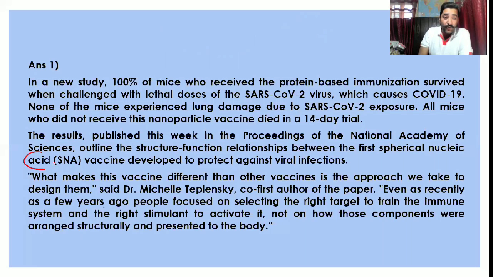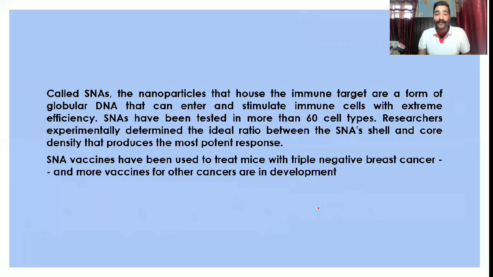These have been recently used in mice. The spherical nucleic acids have been recently used in mice, and they have proved to be very, very effective as vaccines, right? So what makes this vaccine different than other vaccines is the approach we take to design them, right? Even as recently as a few years ago, people focused on selecting the right target to train the immune system and the right stimulant to activate it, not on how those components were arranged structurally. So these nanocrystals are arranged in such a way that it makes them really, really effective.